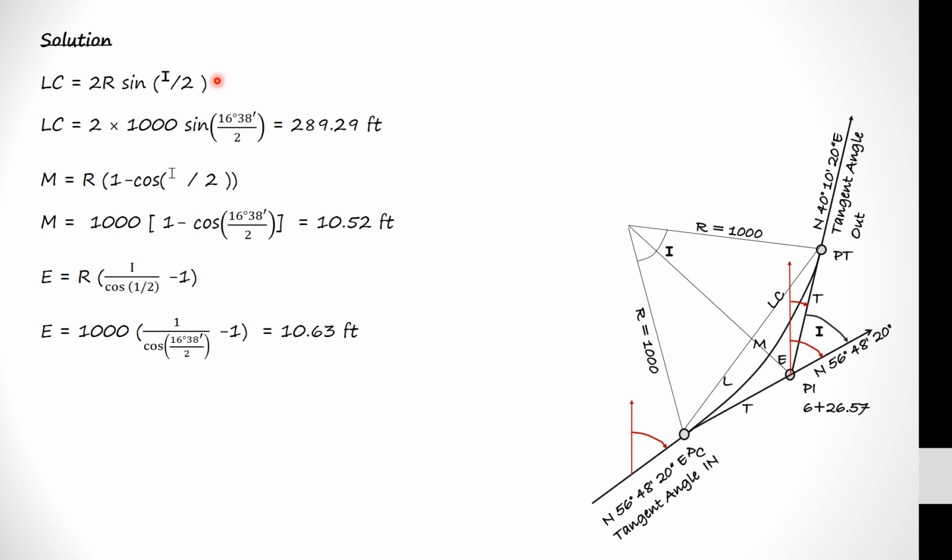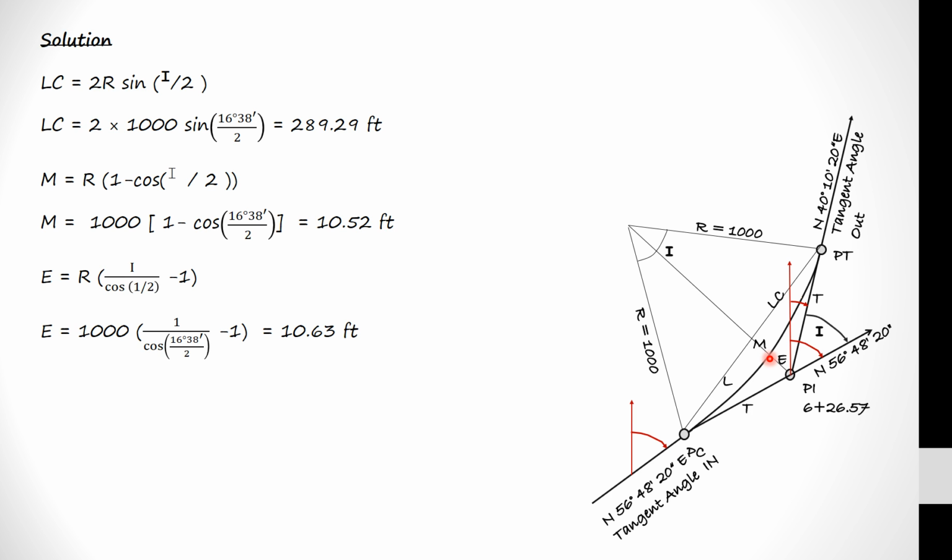So the long chord basically is 2 times the radius times sine of the intersection angle over 2. That's going to give me 289.29 feet. For the middle ordinate, I've got the equation, the radius times 1 minus the cosine of the intersection angle over 2. So I've got 1,000 times 1 minus the cosine of the intersection angle, the 16 degrees, 38 minutes, divided by 2, and that gives me a 10.58 foot distance between where the long chord is to where the center of the curve is.